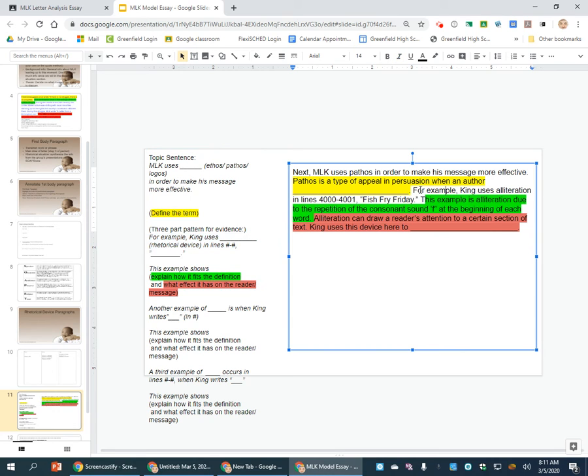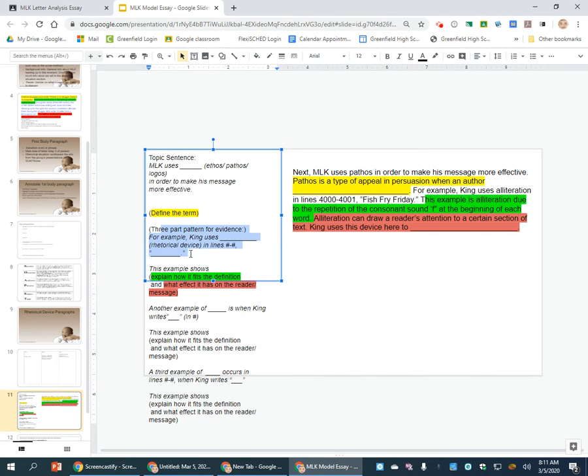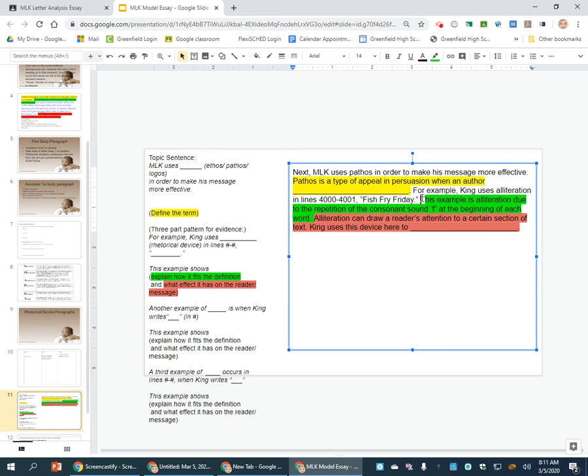So I took this sentence frame and just filled it in with the information I found. So for example, King uses alliteration in lines 4,000 to 4,001. Fish fry Friday. And yes, I know he did not actually say this. I'm not going to give you answers in the model just yet. After I tell the term that I found and where I found it, I need to explain how it fits the definition of alliteration and then what effect it has on the reader. So I've highlighted those to make it more obvious.